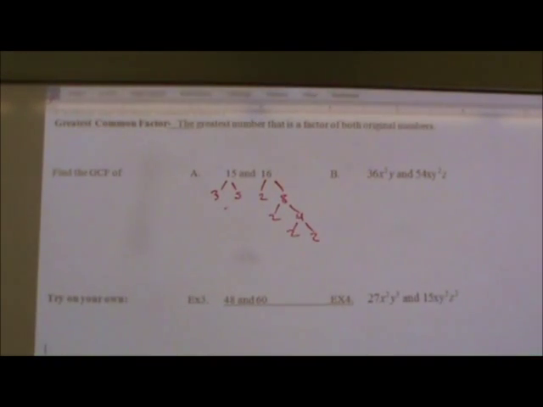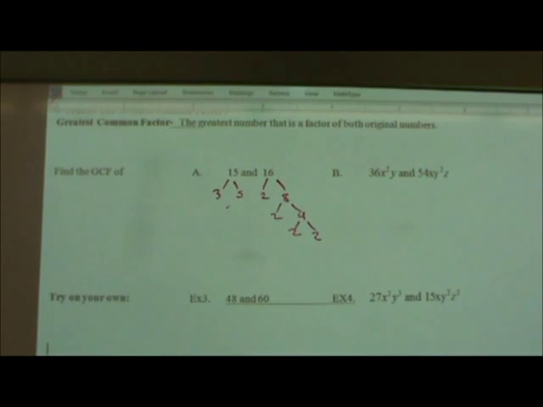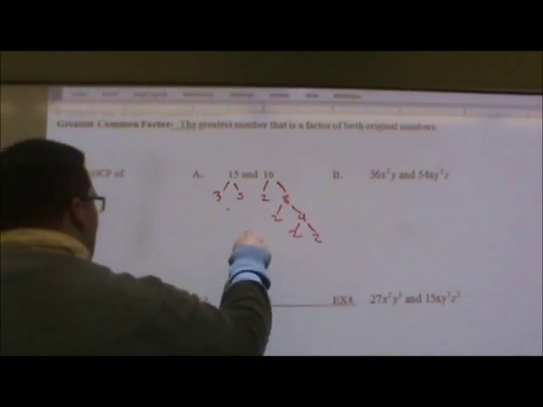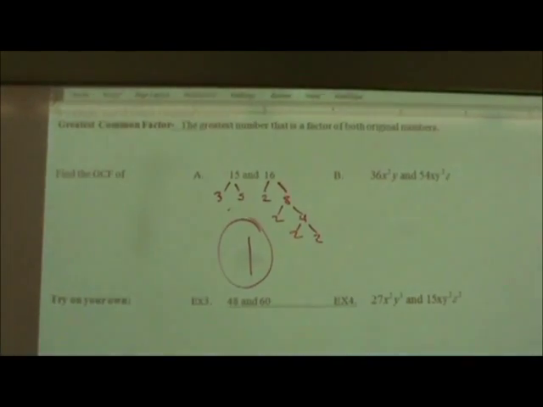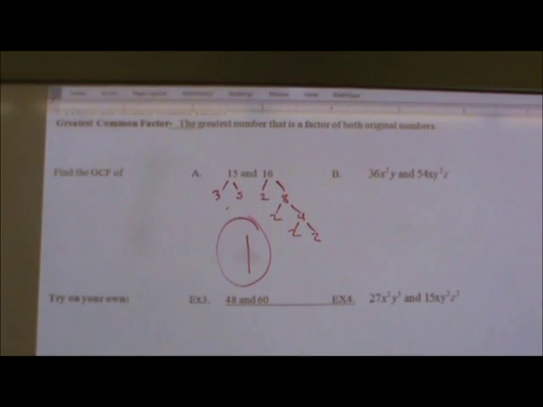As we see in letter A, if we have no prime factors in common, then there's only one factor that they share. Big old number 1.